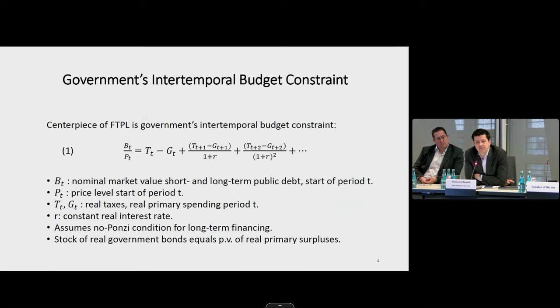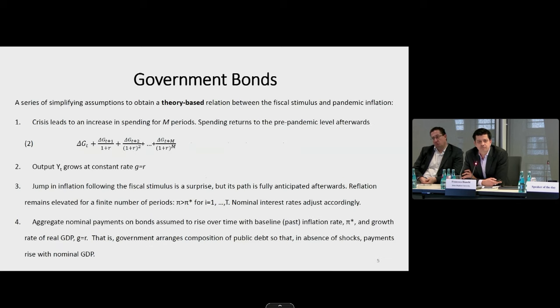In a nutshell, you can think about the fiscal theory of price level as stemming from the government intertemporal budget constraint, which is effectively an accounting identity in itself. The fiscal theory of price level thinks in a different way about how this accounting identity can hold. On the left-hand side, you have the market value of debt in real terms, and this has to be equal to the present discounted value of future primary surpluses. So movements in primary surpluses can potentially lead to movements in prices, and in richer versions with the maturity structure, can lead to movements in expected inflation.